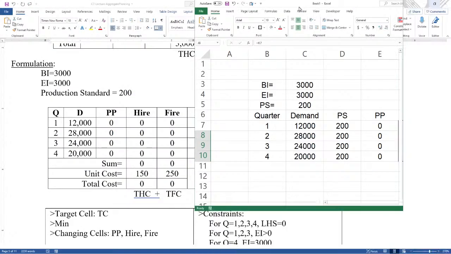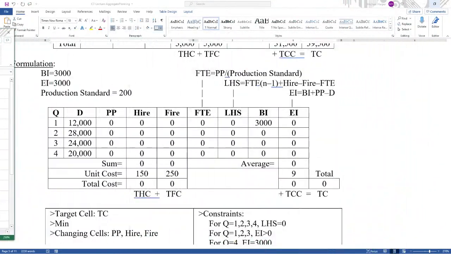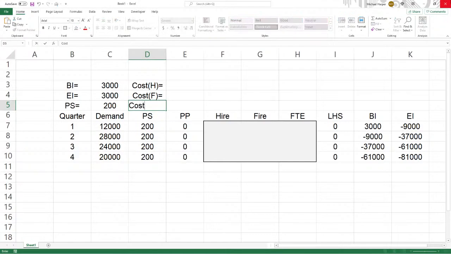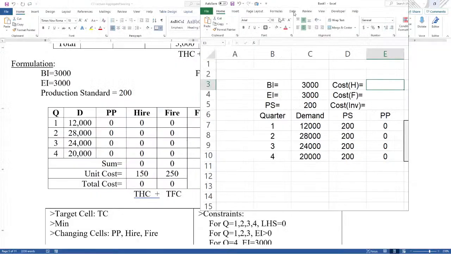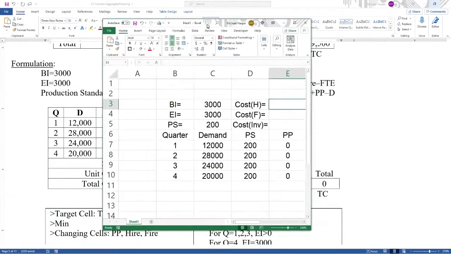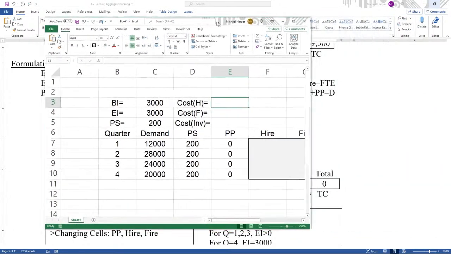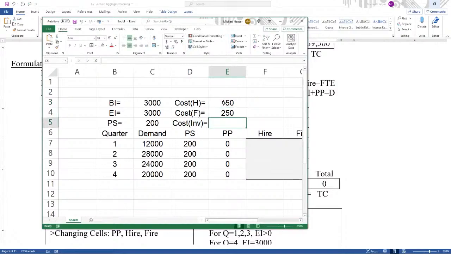Now we come to our costs. Okay, so let's type our costs in. Our unit cost here for hire is $150, fire is $250, and inventory is $9 per item per year. Okay, so let's put this over here. The cost of hire equals, the cost of fire equals, and the cost of inventory equals. Okay, and let's make sure we get these right. It's 150, 250, and 9. And there they are.